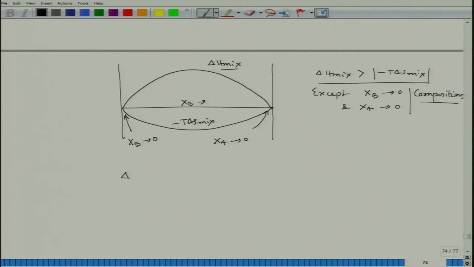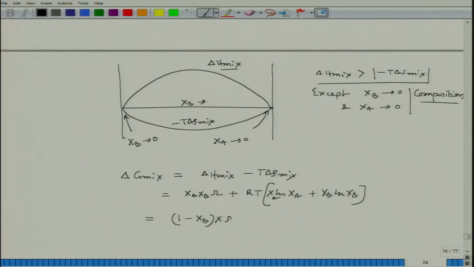Now, we see that ΔG mix is equal to ΔH mix minus TΔS mix, which can be written as Ω x_A x_B plus RT (x_A ln x_A plus x_B ln x_B). I can write it as Ω(1 − x_B)x_B plus RT, with (1 − x_B) ln(1 − x_B) and x_B ln x_B. I just convert every composition in terms of x_B.